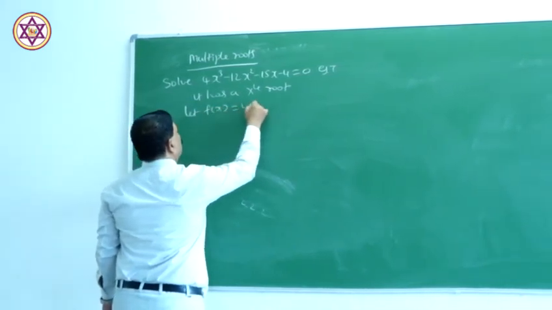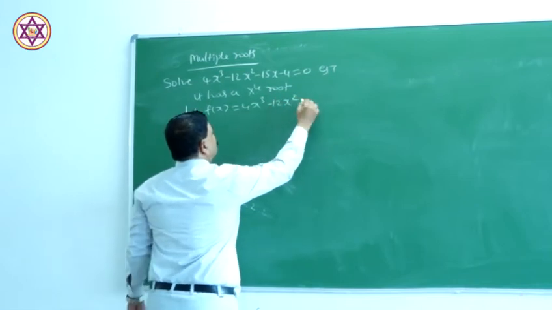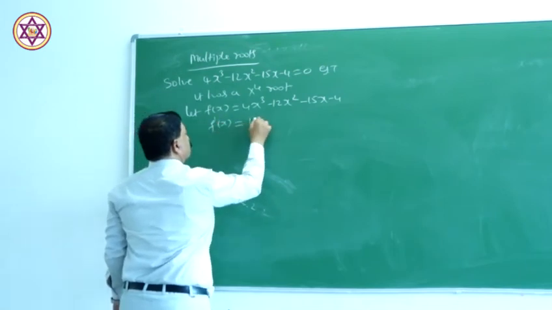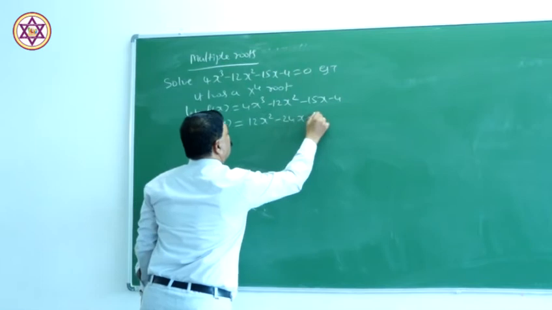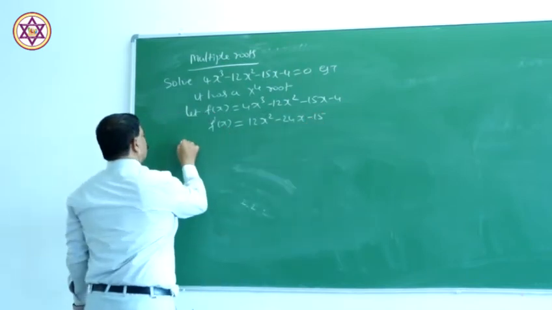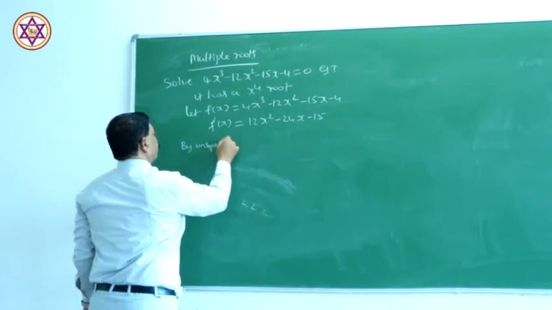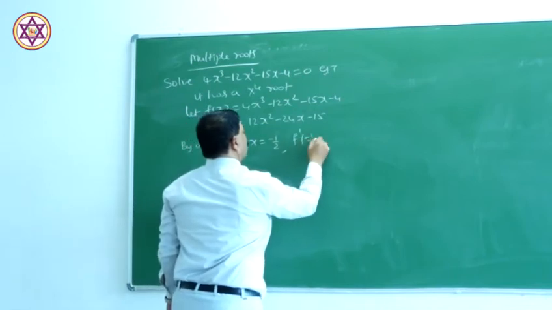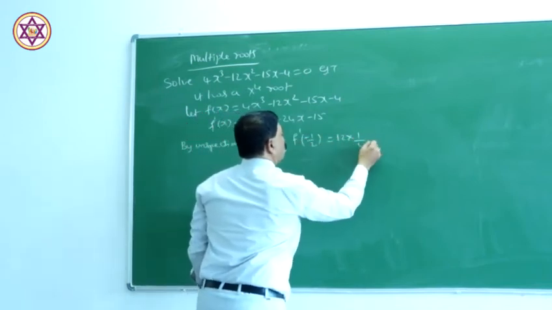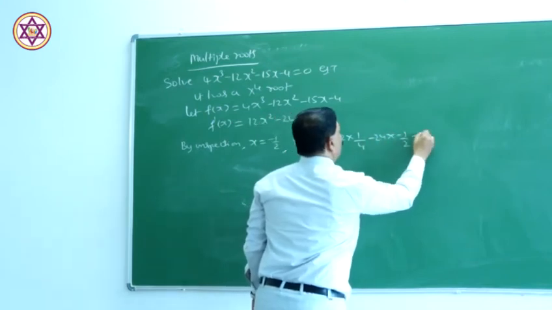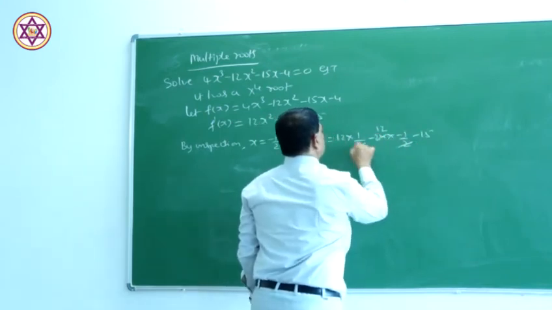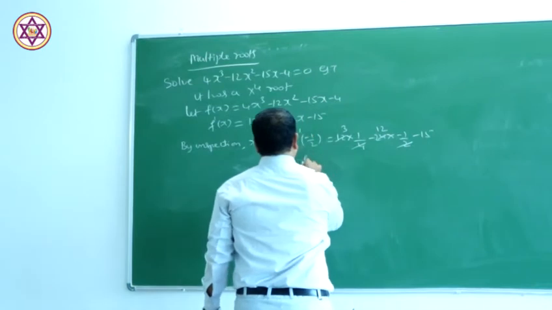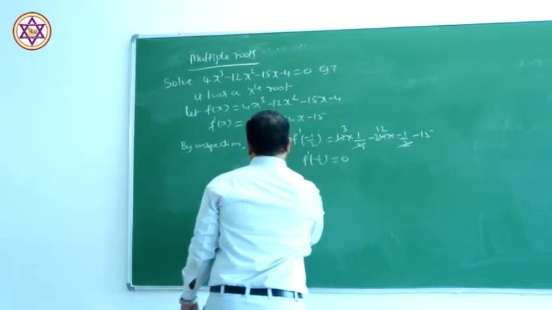Let f of x is equal to 4x cubed minus 12x squared minus 15x minus 4. So, f dash of x is 12x squared minus 24x minus 15. By inspection, I am taking x is equal to minus half. f dash of minus half: 12 into 1 by 4 is 3, 24 into half is 12, so 3 plus 12 is 15, 15 minus 15. So, f dash of minus half is equal to 0.